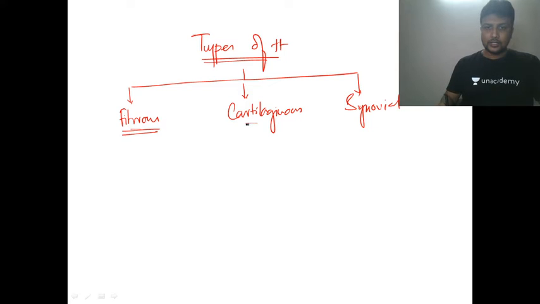On the other side, cartilaginous joint, we studied the primary and the secondary cartilaginous joint, and I gave you all the examples of the primary and secondary and all those things. And now today our topic is mainly about the synovial joints. Synovial is actually the freely movable joint.